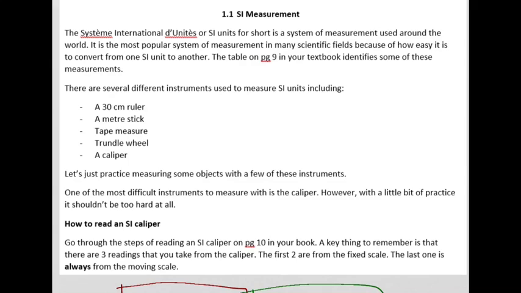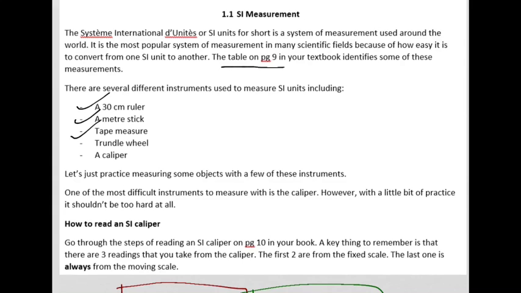So if you go to page 9 in your textbook, you can see more examples of some of the SI units that we use, the kilometer and the meter, just like I mentioned earlier. There's different instruments that we use to measure SI units. There's a 30 centimeter ruler, which you use from a very early age in grade school. There's the meter stick. You also use that pretty early on. Tape measures are used not only in school, but building things, houses, cabinets, tables, things like that.